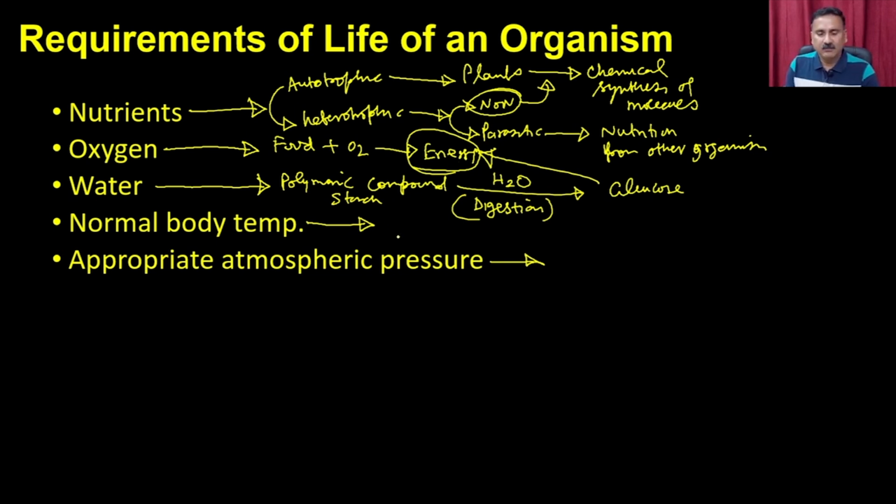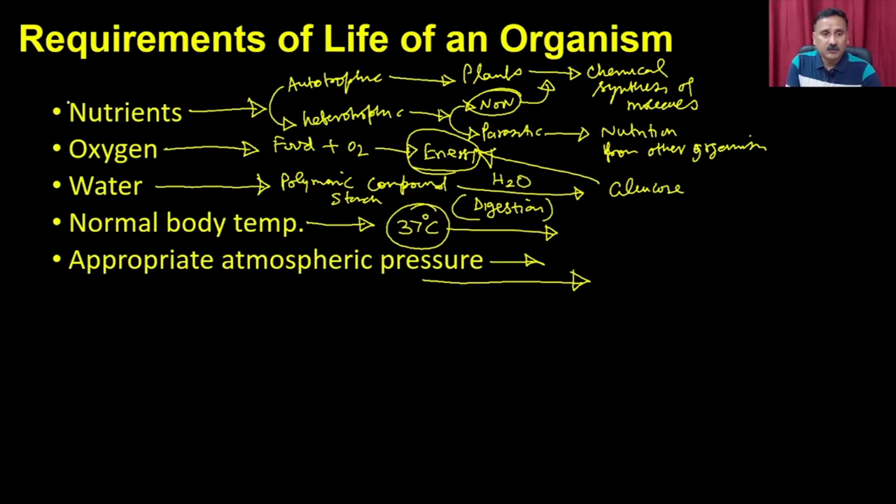Apart from that, we also have to maintain a normal body temperature, for example 37 degrees Celsius. That is only in organisms which are warm-blooded animals. In cold-blooded animals, they do not maintain the body temperature, and that's why they will not be able to be very active under adverse temperature conditions. And then we also have to maintain the atmospheric temperature, so that all the molecules are under adequate conditions to perform the different types of functions.